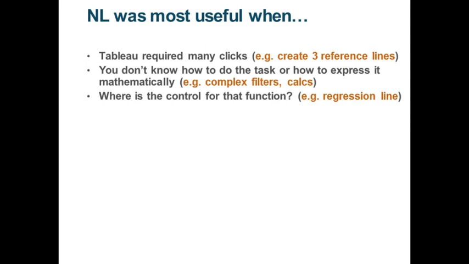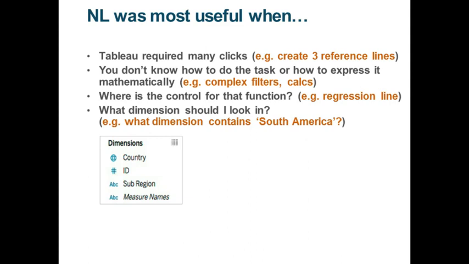And the last category of cases where it was really useful was when people didn't know where in their data to look for the thing they were interested in. And an example in the data sets we used was trying to highlight South America. It turned out that in our data set, South America was a value within a field called subregion. And that's not very obvious that you would need to look in something called subregion to find South America. So it's much easier just to be able to type into Eviza, show me South America.